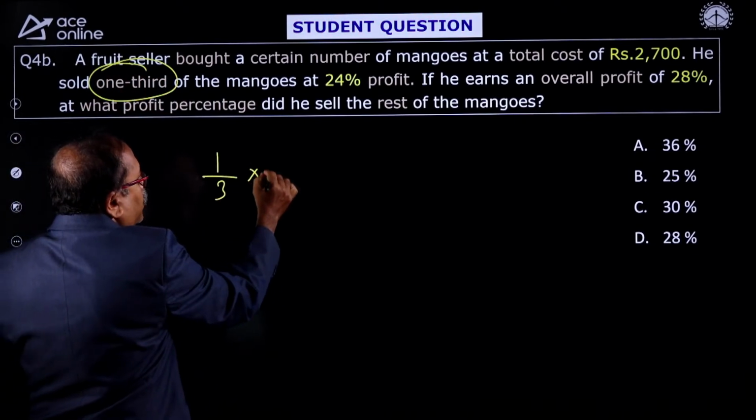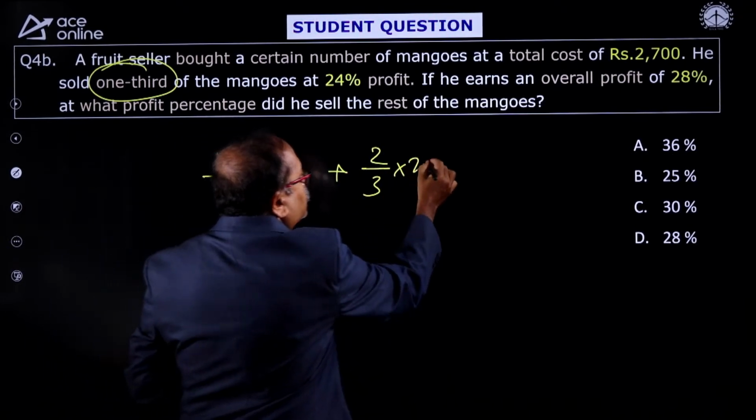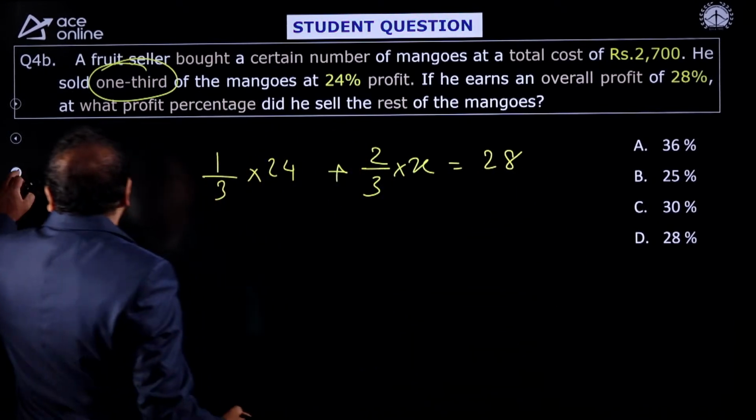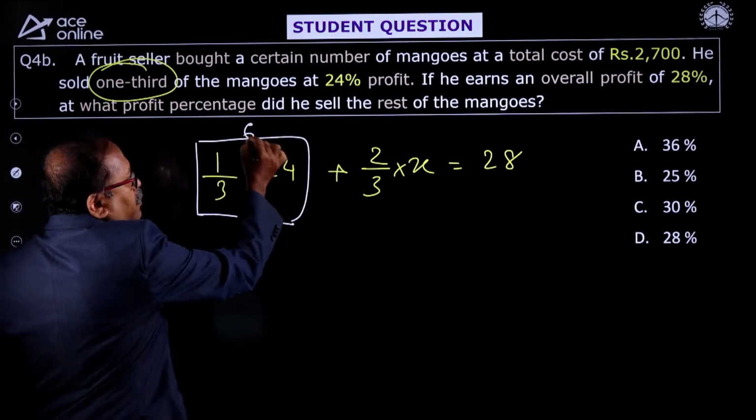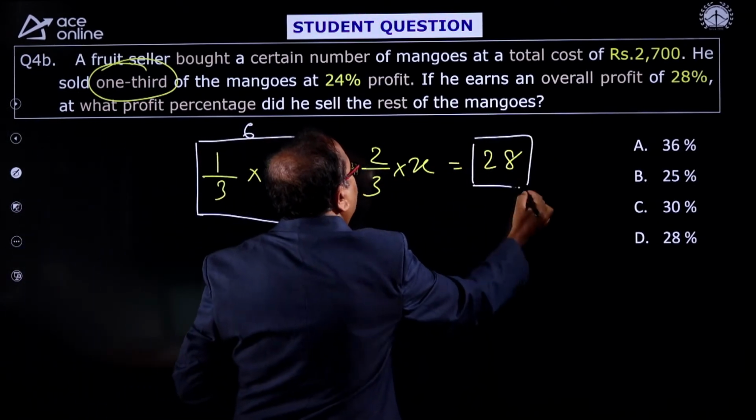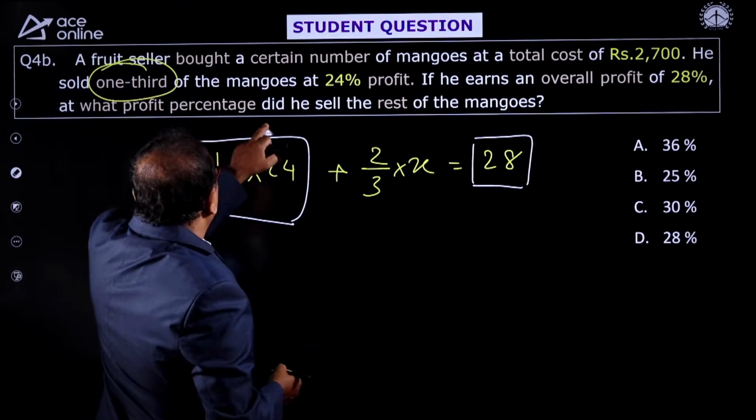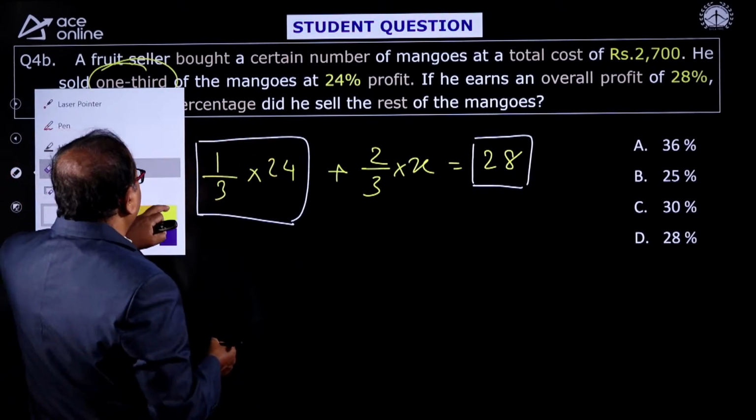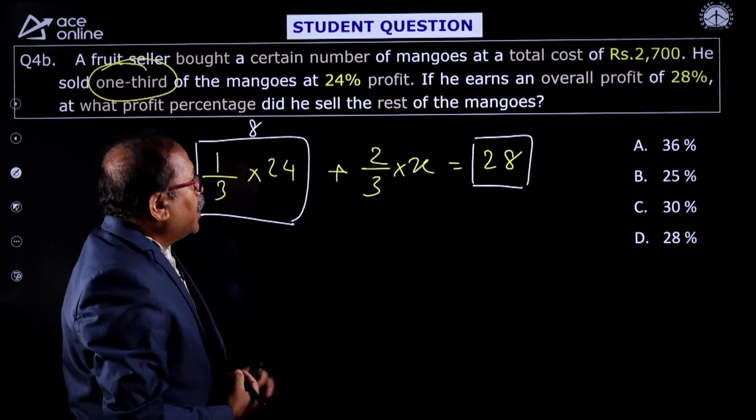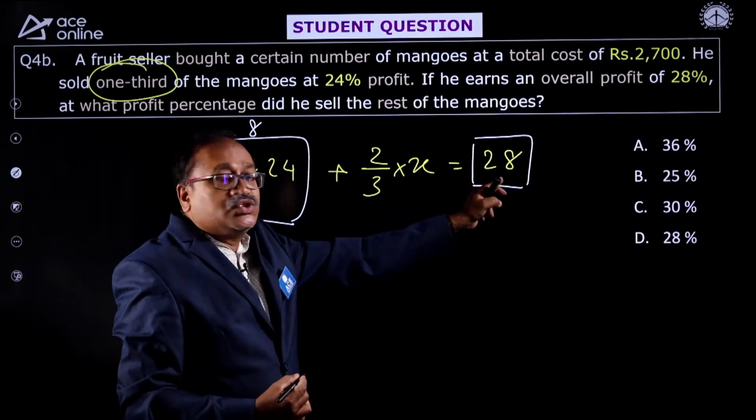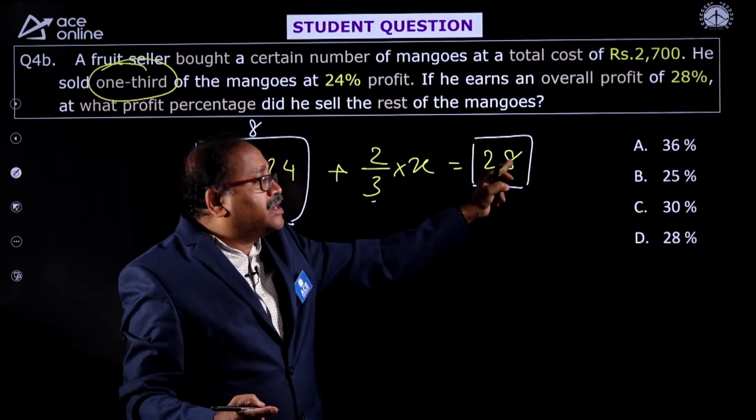So 1/3 at 24% profit, and the remaining 2/3 at X% profit, and overall 28% profit, and then you find that this value becomes 6, and when the 6 goes the other side, then 28 minus... no, it's not 6, it is 8. So when 8 goes the other side, it will become minus, and 28 minus 8, which is 20, and divide this by 2, which is 10, and 10 into 3, which is 30.